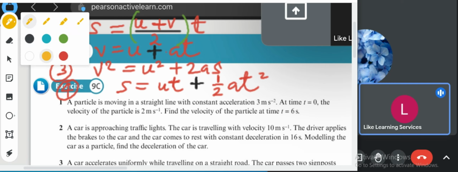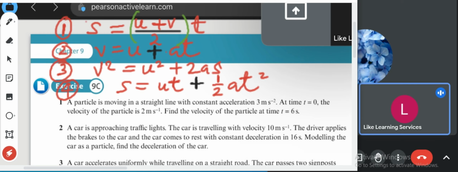So for each one, you tell me what it is. This 2 meters per second is what? Is it U, V, S, T, or A? U. U, that's the initial speed. So that's U. We have U here.